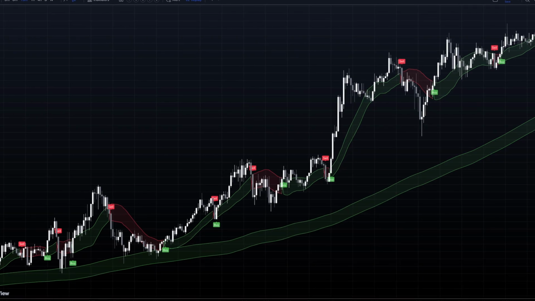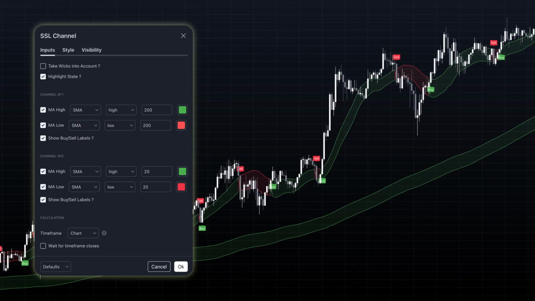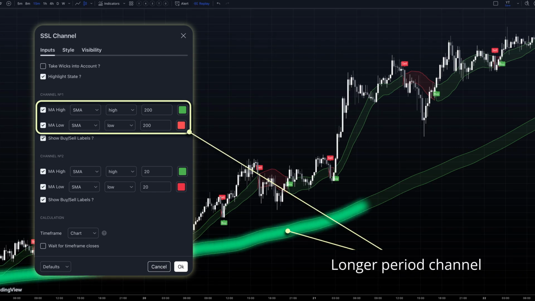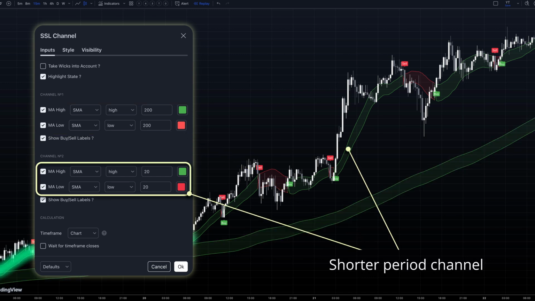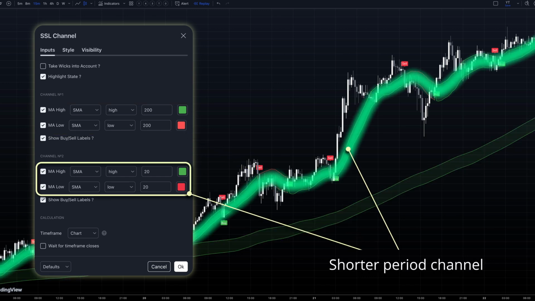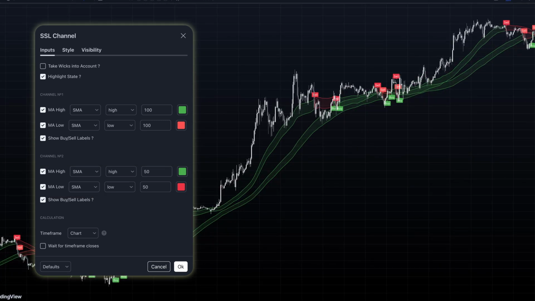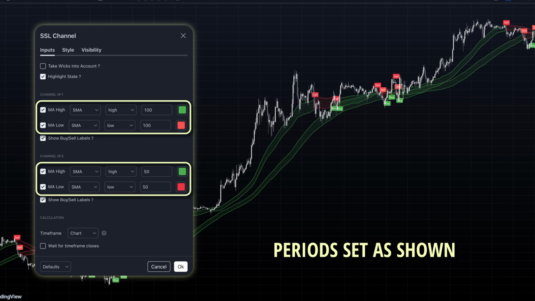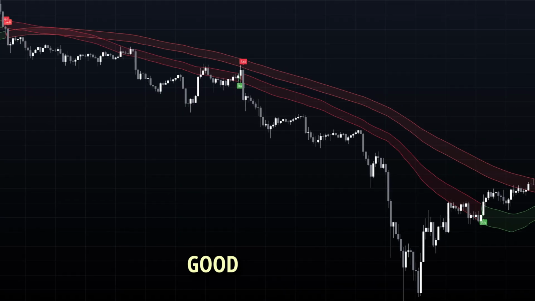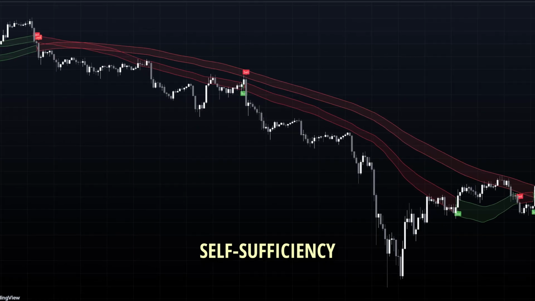This indicator shows two channels based on moving averages: a longer period channel, 200 by default, for identifying main trend direction and serving as dynamic support resistance, and a shorter period channel, set to 20 by default, for entry signals. For simplicity, use green coloring for bullish conditions and red for bearish conditions, with periods set as shown on screen for optimal strategy setup.